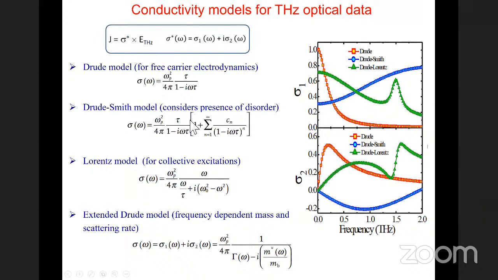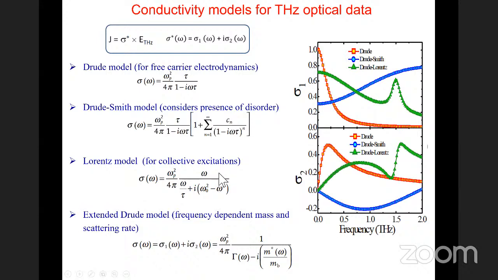The Drude-Smith model is a phenomenological model. It was modified to incorporate the presence of disorder which results in the backscattering of the carriers, and that's defined by this quantity Cn. Cn ranges from 0 to 1. When it's 0, it's a Drude model. When it's 1, it has the maximum disorder, and it shows the shift of the spectral weight from zero frequency to some finite frequency, for example, as is indicated by this blue curve.